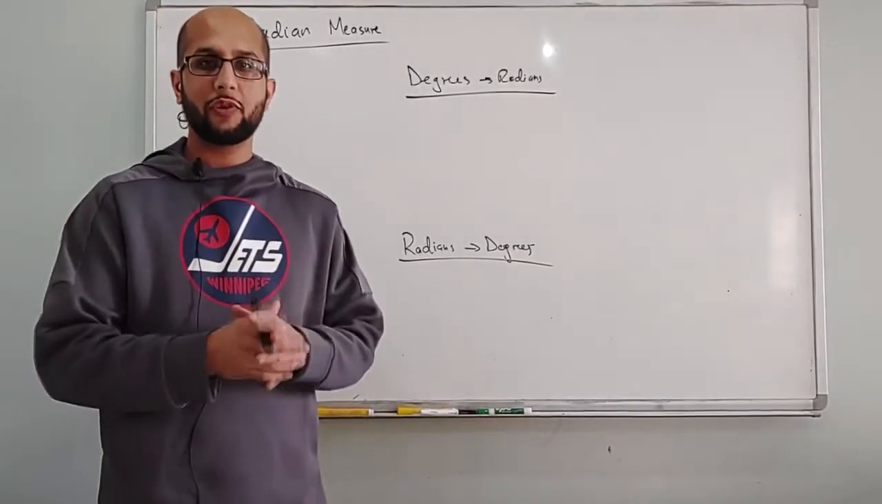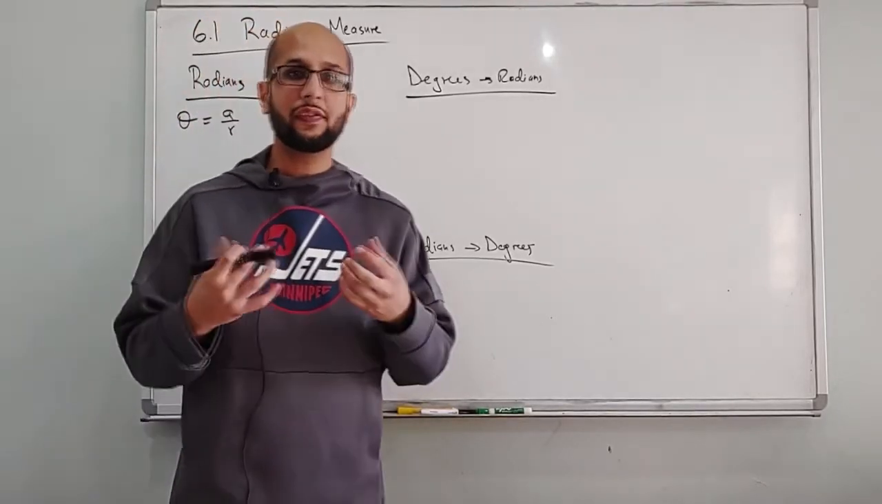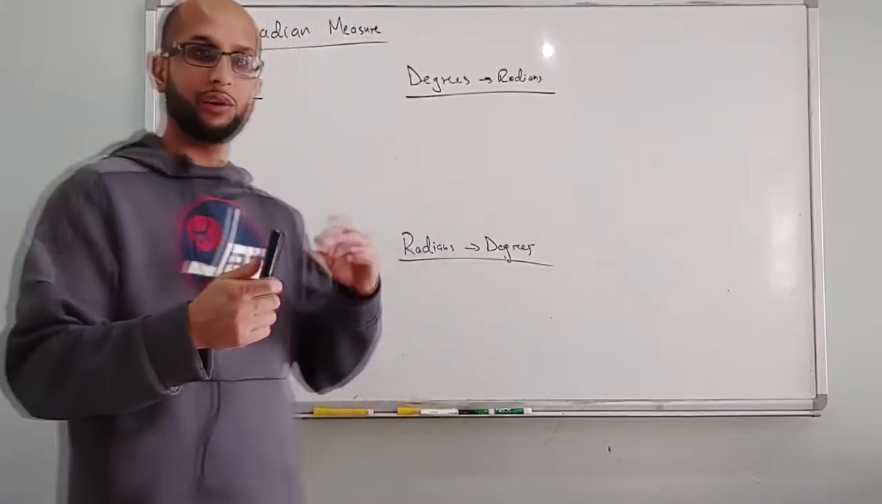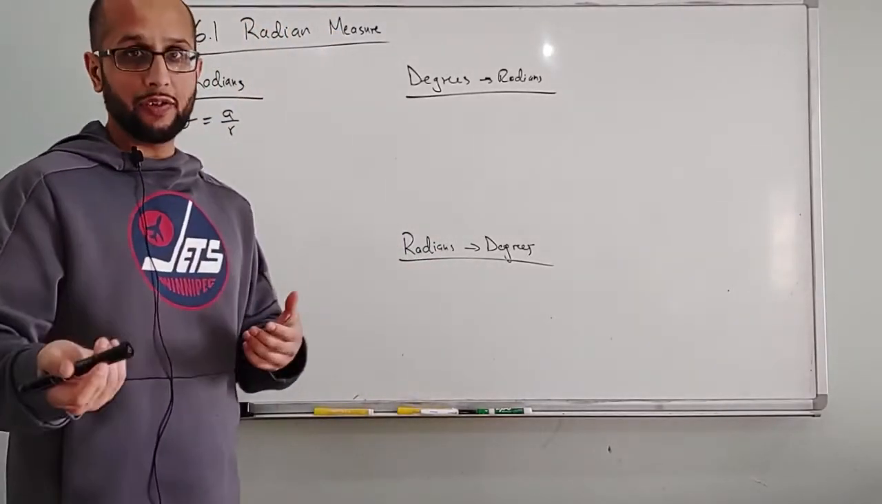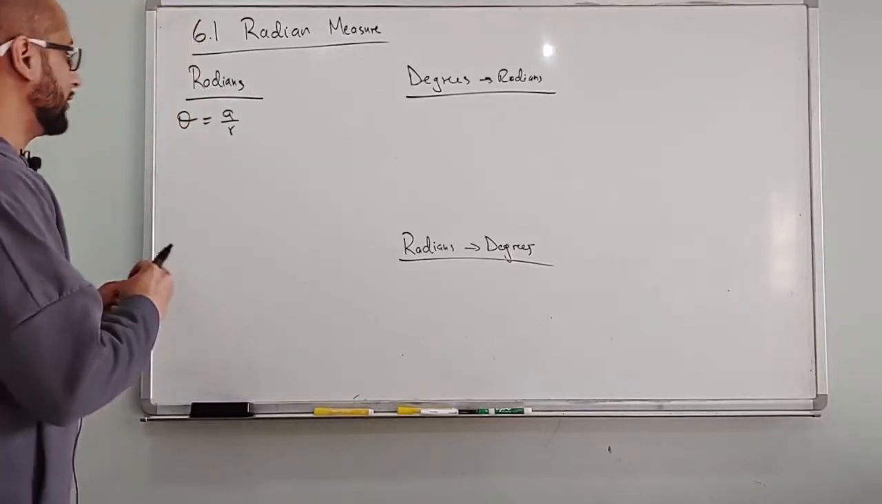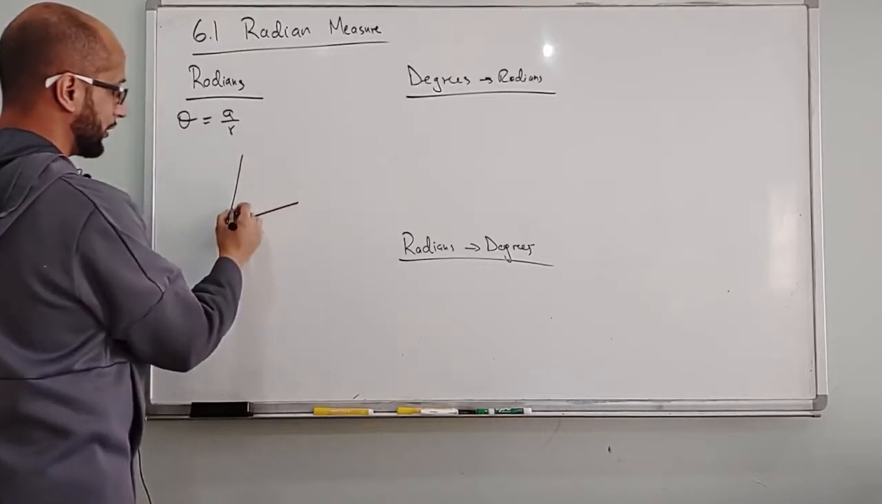Okay, as we start chapter 6, which is trigonometry, we're going to be looking at a different way of representing angles or quantities dealing with angles and movement other than degrees. So we're going to be looking at radians. A radian technically is another form or another way to represent the angle.